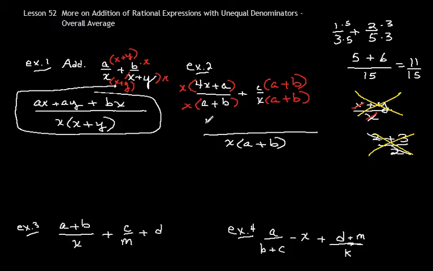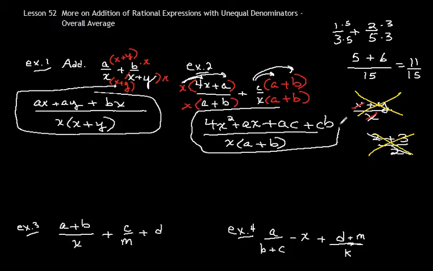So we get 4x squared plus ax. So we're just distributing this through, and then we're going to distribute this one through, and we already have our denominator, plus AC plus CB. Order doesn't matter in multiplication. And believe it or not, that's all we can do. We don't have any like terms. There's nothing we can add together, so that's your final answer.